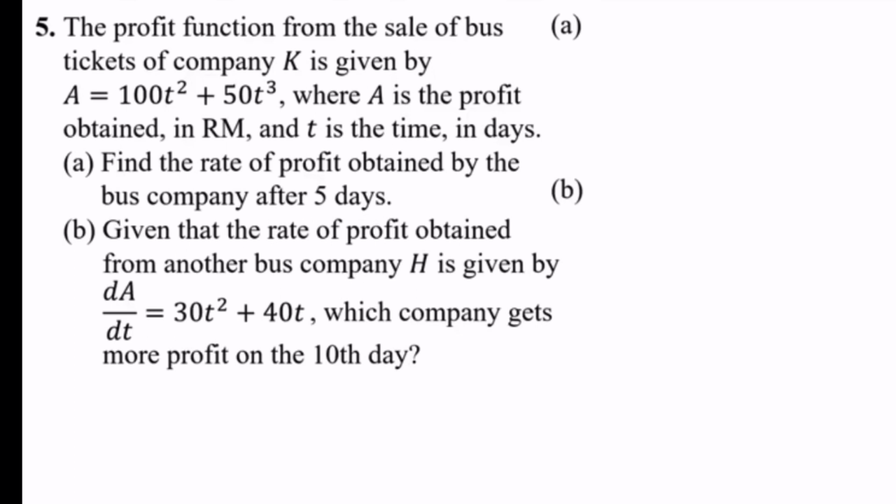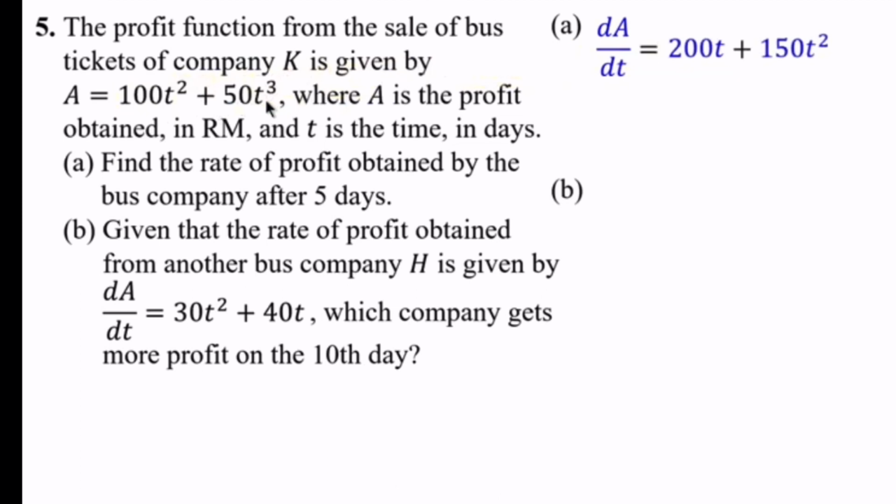So dA/dt is equal to 2 times 100t plus 150t squared, and you just substitute the value of t because the question says after 5 days. So that means you substitute t equal to 5 after you differentiate the dA/dt, right? So let's do it now. So let's look at the A. So A is 100t squared plus 50t cubed. So if I differentiate, I will get 200t plus 150t squared, right?